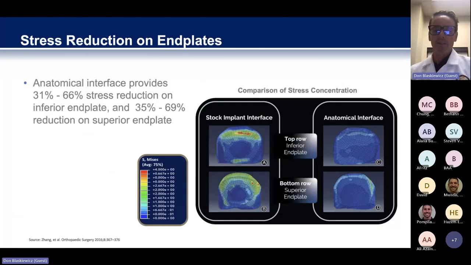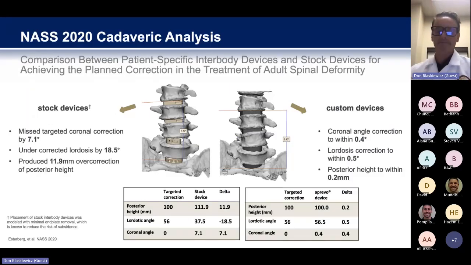We know that when we compare a stock implant versus an anatomical implant, and we look at the stress load, the picture on the top left is the inferior end plate and the superior end plate below, we can see that by using this anatomical implant, all the load is decreased.